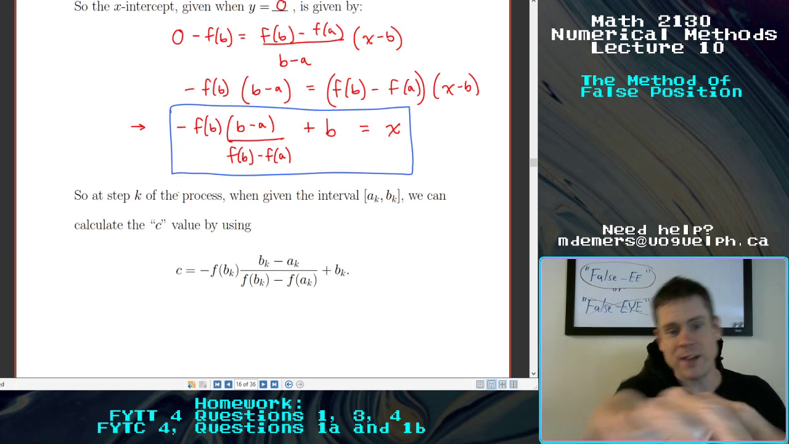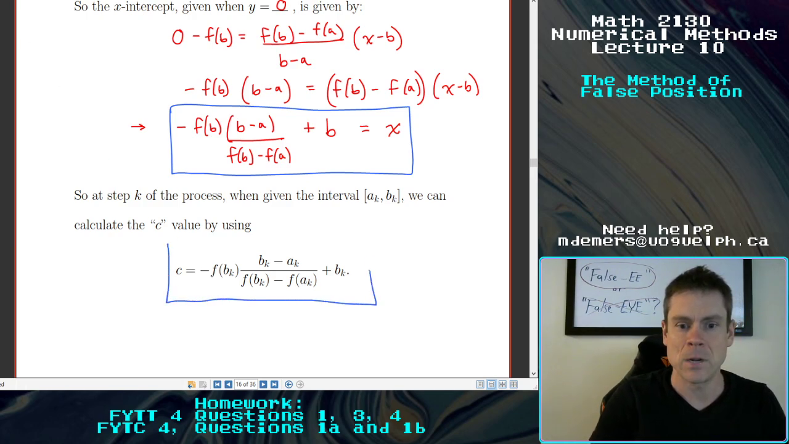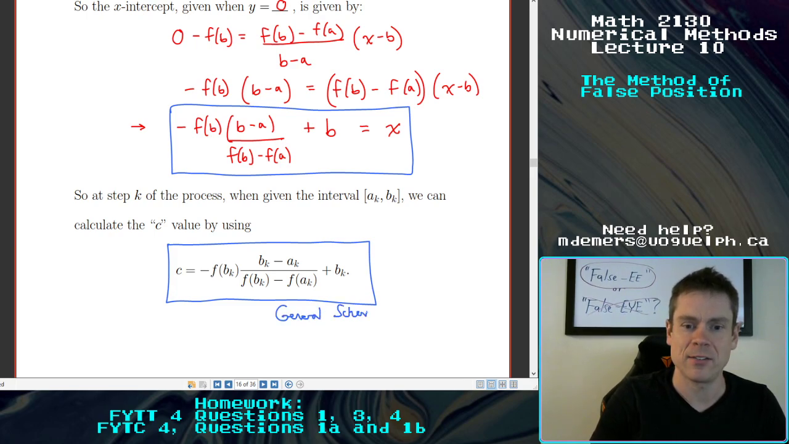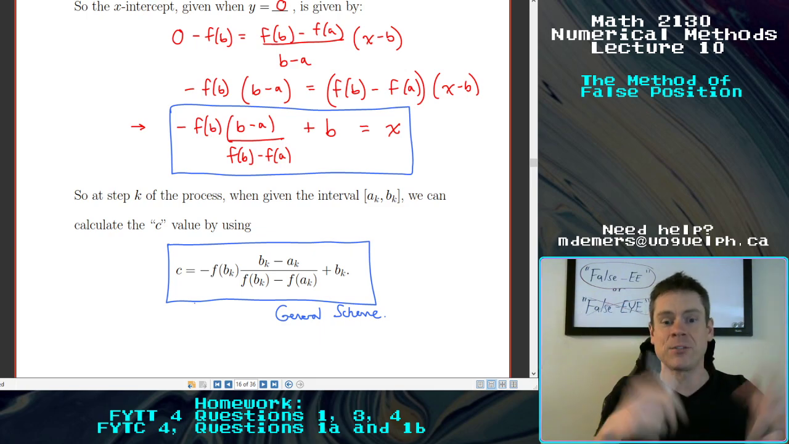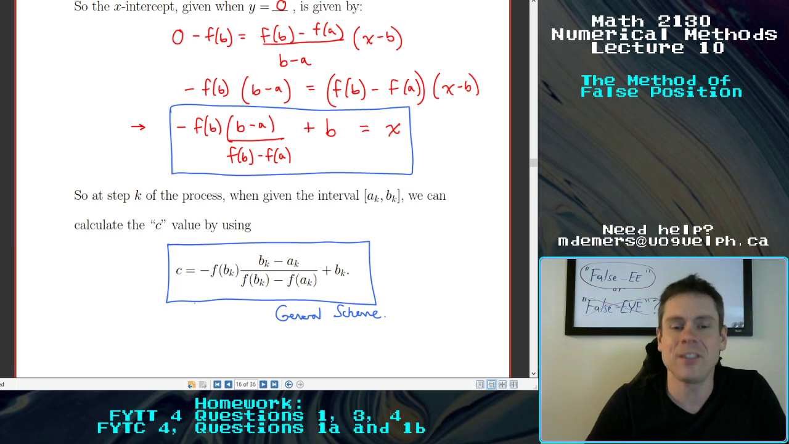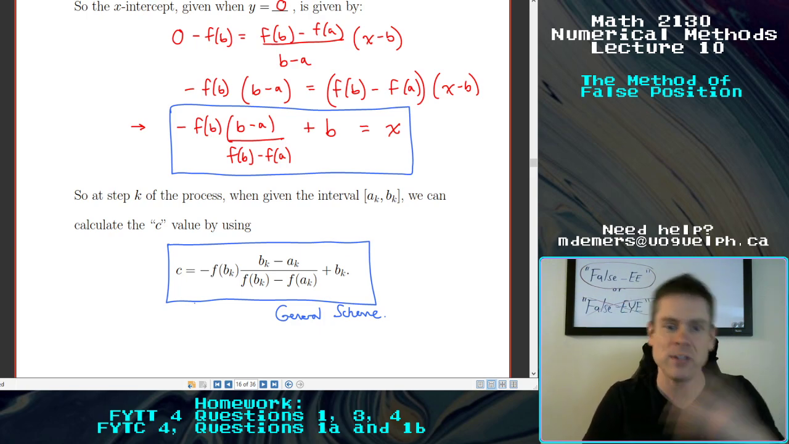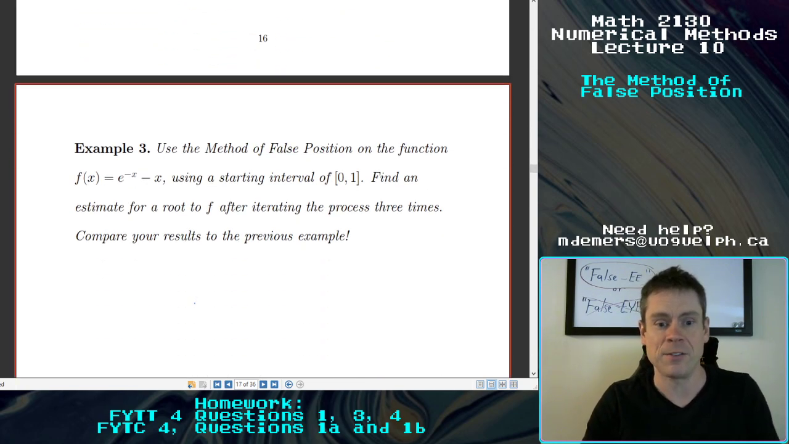I've tried to show you this in the formula down here, which is our general scheme at step k of the process. These are a sequence of a and b values that we get, and the c at each step, the c that we use to redefine the interval, is given by this setup, which is justified by the line above. So it's a little bit more involved, for sure, to find what that c is. But it's still not hard, and especially given a computer, it can be pretty effective here.